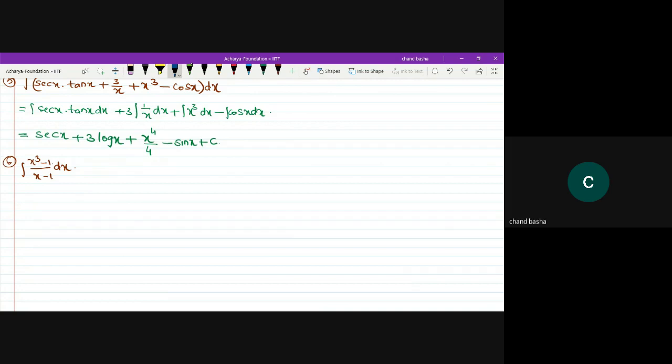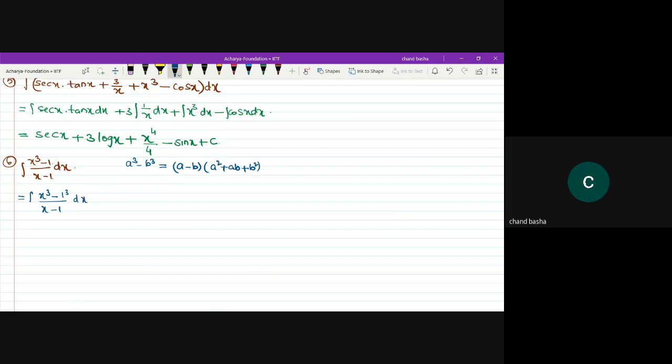So can you tell me what about the denominator function? Yes, please. I can make use of this formula: a cube minus b cube is equal to a minus b into a square plus ab plus b square. Is it there? Yes, sir. In algebraic identity. So can we write this numerator as x cube minus 1 cube, divided by x minus 1 into dx?